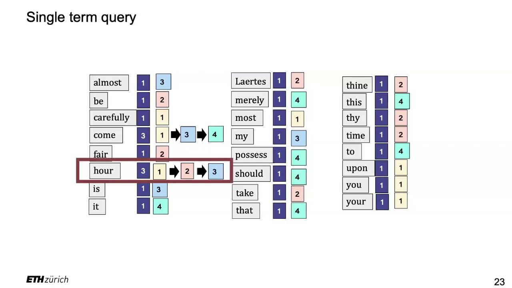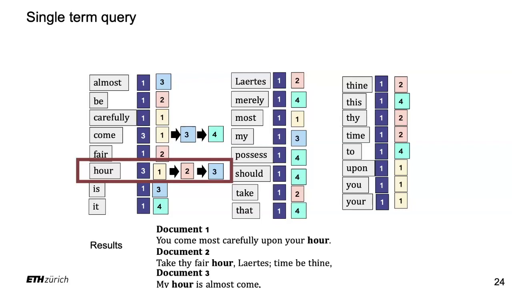O of n, O of 1, O of log n, exactly, that's logarithmic. We'll dive a bit more into these structures. You probably guess the kind of structure we're going to have. Anyway, in O of log n, I can locate that term right here. And now I know that I return the documents 1, 2, and 3. So these are my results.